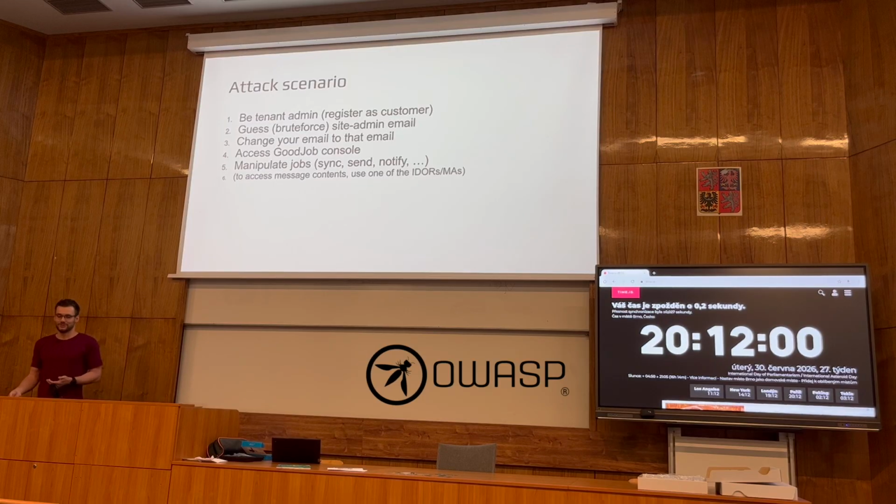And then, based on a lack of controls, you can change your email to that email, and voila, you have access to the Good Job Console, which is a tool for Ruby on Rails applications to manage the pipelines and jobs you need to run in your application. Once you have that, you can manipulate the jobs, for example the syncs to the government API, the notifications, and so on. And if you wanted to access message contacts with the government, you could use one of the other vulnerabilities that were found, not this particular one.